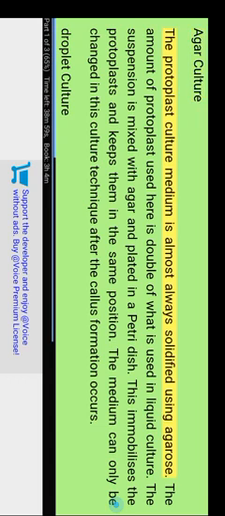Agar culture. The protoplast culture medium is almost always solidified using agarose. The amount of protoplast used here is double of what is used in liquid culture. The suspension is mixed with agar and plated in a petri dish. This immobilizes the protoplast and keeps them in the same position. The medium can only be changed in this culture technique after the callus formation occurs.